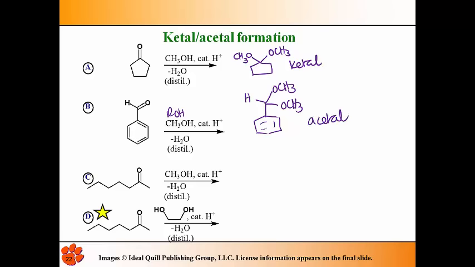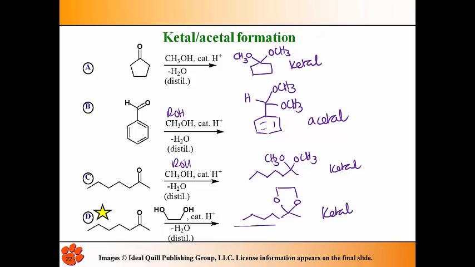Same in this reaction, there's the carbonyl, and we have alcohol in the presence of catalytic acid. Then the product of this reaction will be OCH3, OCH3, and it's going to be a ketal. And sometimes the two alcohols are connected, like in this one, ethylene glycol, and then the product of this reaction would be a cyclic ketal.